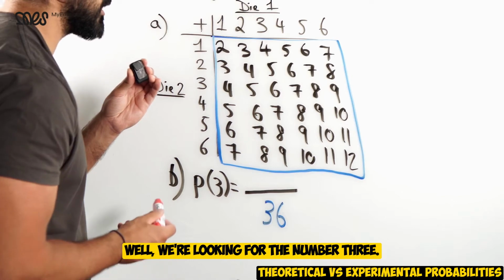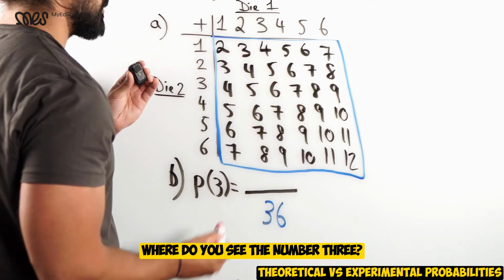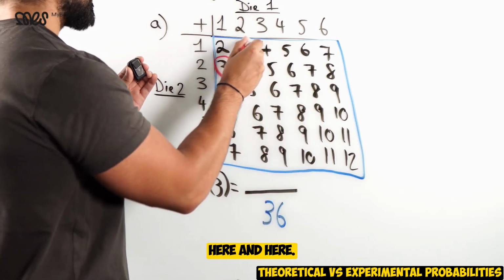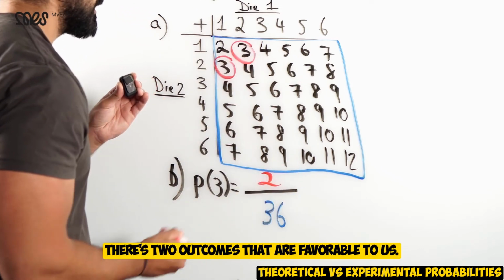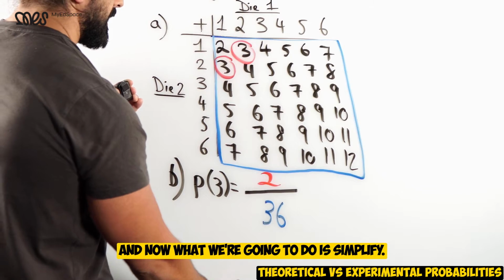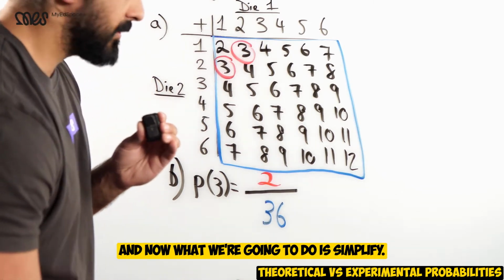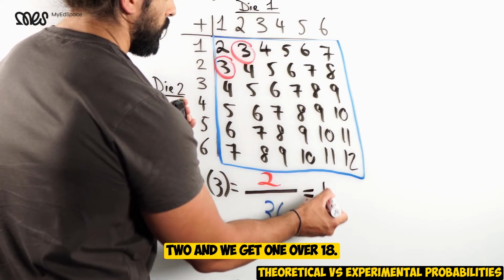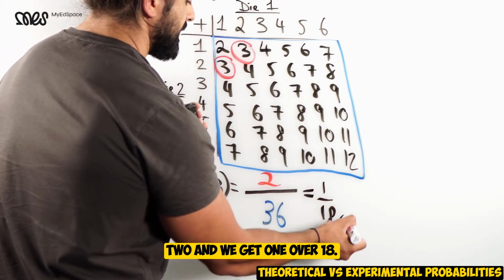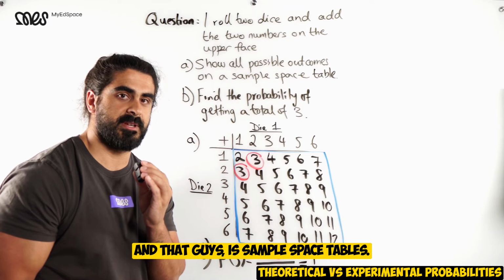Which one of those are favorable to us? Well, we're looking for the number 3. Where do you see the number 3? Here and here. There's 2 outcomes that are favorable to us. And now what we're going to do is simplify. We can divide top and bottom by 2, and we get 1 over 18. And that, guys, is sample space tables.